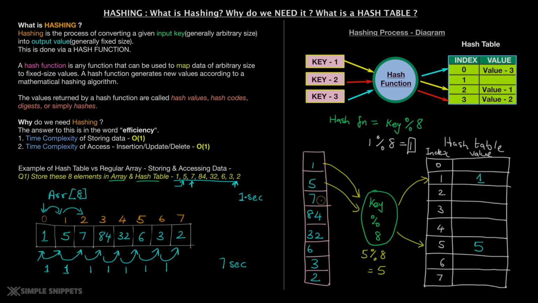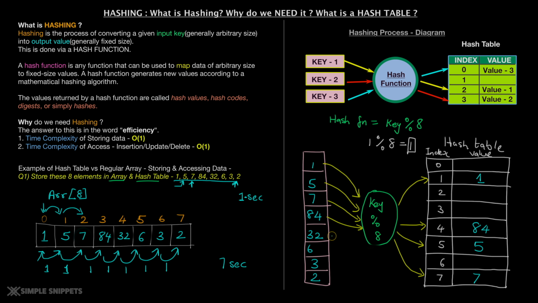So now let's take a look at 7. So 7 modulo 8 is gonna be equal to 7 itself. So 7 is gonna be redirected over here at index position 7. So this key is gonna be stored directly over here. Let's take a look at 84. So when 84 is sent to this hash function, you're gonna see 84 modulo 8. What is 84 modulo 8? It is gonna give us 4. So 4 is the index position over here. So that's where 84 is gonna be stored.